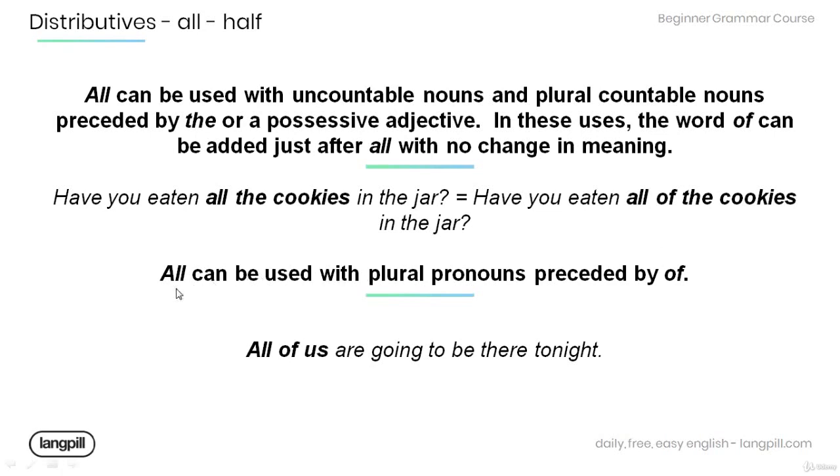Also note that all can be used with plural pronouns preceded by of. Have a look at the sentence below. All of us are going to be there tonight. Us, plural, of.